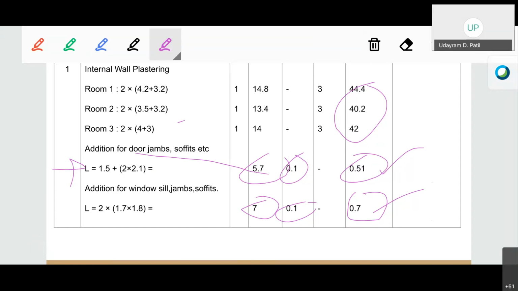Remember that the addition for the door jambs and soffits, or the window sills, jambs and soffits, is only done when the area of the opening is greater than 3 meters square. If the area is less than 3 meters square, then the particular addition is compensated by the one particular face which we are not deducting from the plastering work. Okay, in case of 0.5 meters square to 3 meters square, we only deduct one face of the opening. Another face is left out to compensate for the addition of the door jambs, soffits and sills.